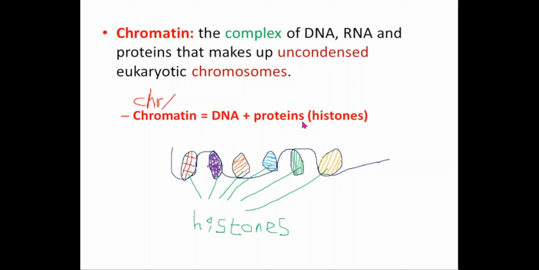What kind of proteins are they? Histone proteins, histones. There are different kinds of histones. Let's say this one is some of the histones. Therefore, the thin thread or fiber-like structure of DNA will be wound around the histones and make the chromatin or chromosome.